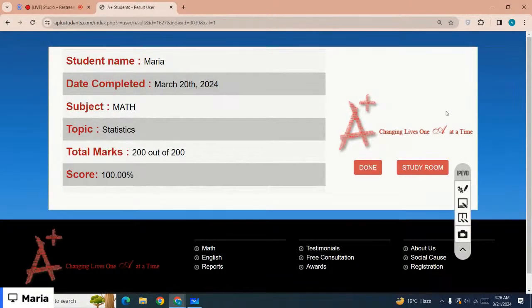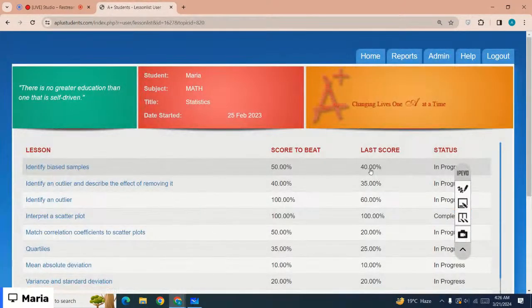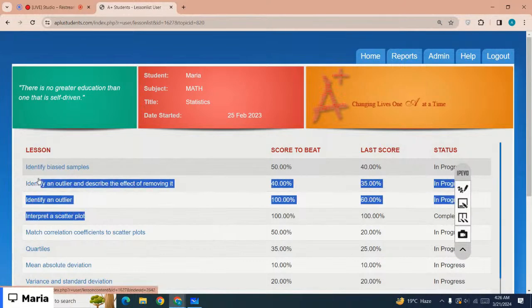Okay, we are done with the lesson. So we were working on grade 9 math. The chapter we were working on is statistics. The lessons we have covered are identify biased samples, identify an outlier and describe the effect of removing it, identify an outlier, interpret a scatter plot, right?